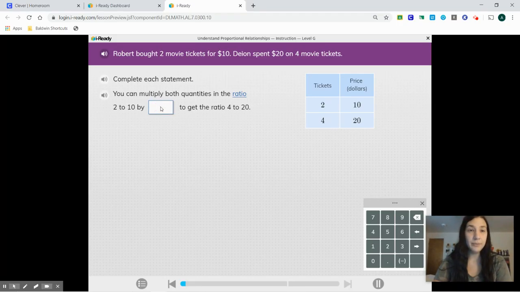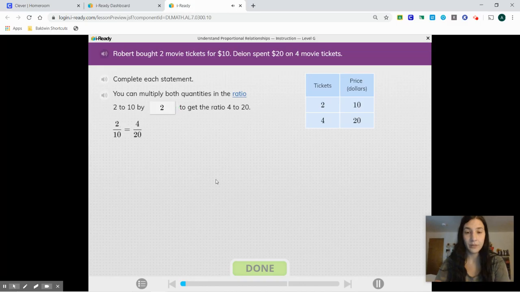So these two says you can multiply both quantities in the ratio 2 to 10 by blank to get the ratio 4 to 20. Okay, so here we're just trying to get from 2 up to 4 and from 10 up to 20. So we're going to multiply by 2. When 2 ratios are equal, you can write them as a proportion.